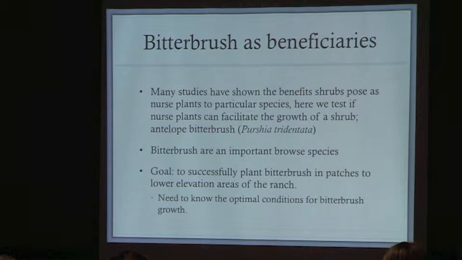So we're looking at bitterbrush, antelope bitterbrush, Purshia tridentata. Bitterbrush, we like it on the ranch. It's an important browse species. It provides habitat. Our goal is to successfully plant bitterbrush into patches in the lower elevation areas of the ranch, but in order to do that, we need to know the optimal conditions for bitterbrush growth.